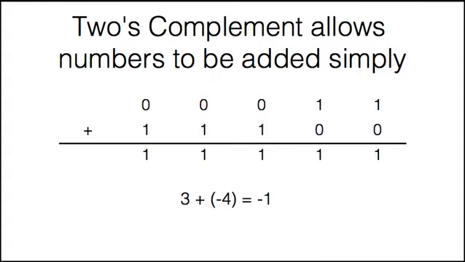Now, 2's complement allows numbers to be added together simply enough. So here we have the binary value 0, 0, 0, 1, 1, which is positive 3. If we're looking for minus 4, that would have been 4, which would have been 0, 0, 1, 0, 0. You flip all the bits, you get 1, 1, 0, 1, 1. When you add 1 to that, you end up with 1, 1, 1, 0, 0.